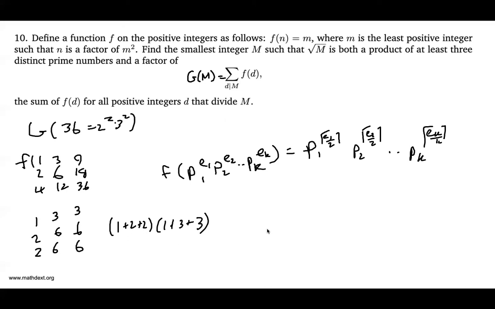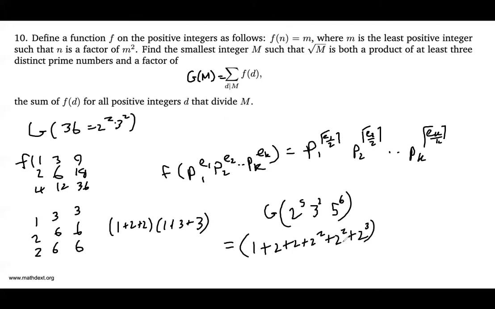And if you were to continue trying g with some other bigger numbers, for example, g of 2 to the power of 5, 3 squared, 5 to the 6, I'm making this number up off the top of my head, you're going to get something like (1 plus 2 plus 2 plus 2 squared plus 2 squared plus 2 cubed) times (1 plus 3 plus 3) times (1 plus 5 plus 5 plus 5 squared plus 5 squared plus 5 cubed plus 5 cubed).